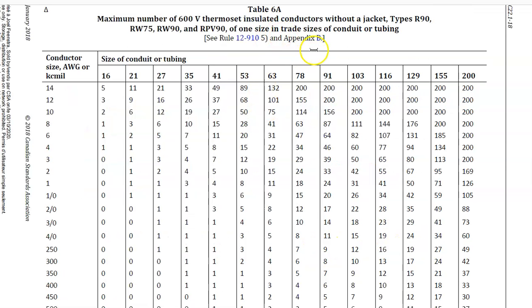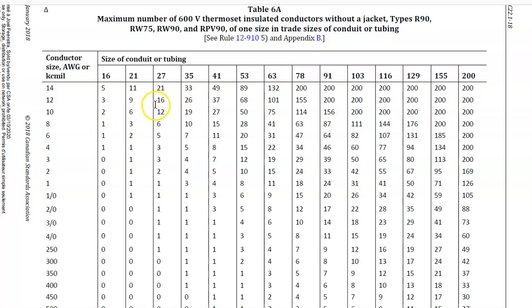Tables 6A to 6K talk about the maximum number of thermoset plastic insulated conductors with the jacket types R90, RW90 in one size of conduit. In other words, all of these have the exact same gauge and the exact same jacket. So if I was only running number 12s, I could stick 3 of them inside of a 1/2-inch conduit. That's a 16 mil. Or I could stick 16 of them inside of a 27. That's going to be a 1-inch conduit.